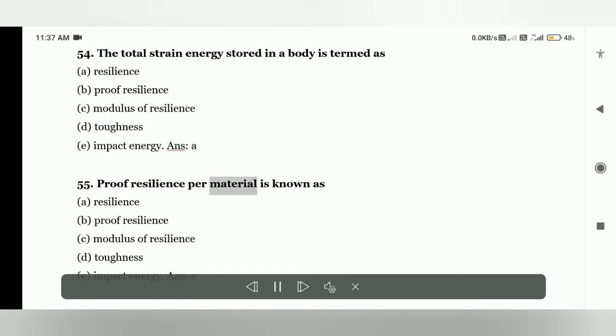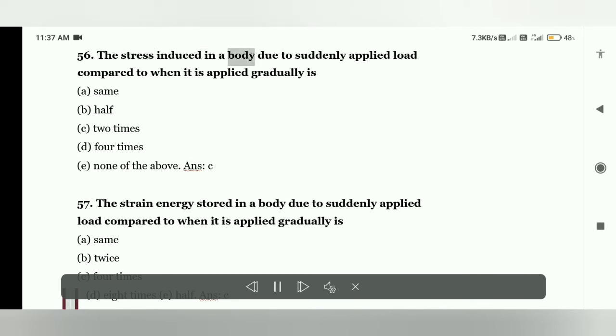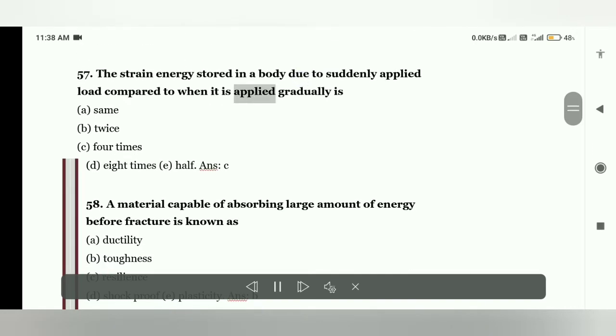55. Proof resilience per unit volume of material is known as: resilience, proof resilience, modulus of resilience, toughness, impact energy. Answer C. 56. Stress induced in a body due to suddenly applied load compared to when it is applied gradually is: same, half, 2 times, 4 times, none of the above. Answer C. 57. The strain energy stored in a body due to suddenly applied load compared to when it is applied gradually is: same, twice, 4 times, 8 times, half. Answer C.